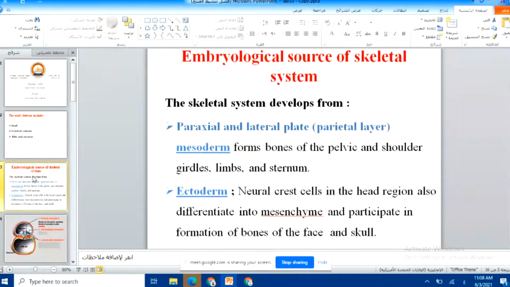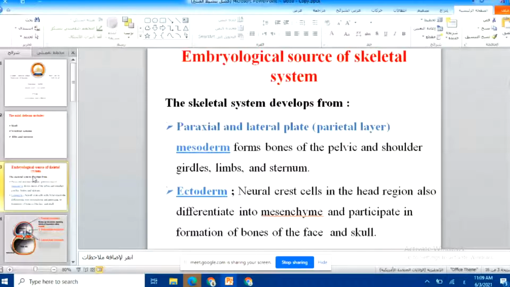and we focused on the origin of each system, the origin of the cells that will be the precursor for formation of this system. So first of all, we said that the skeletal system will develop from paraxial and lateral plate mesoderm, okay? Paraxial and lateral plate mesoderm. This is regarding the bones of the pelvic and shoulder girdles and limbs, with the sternum.